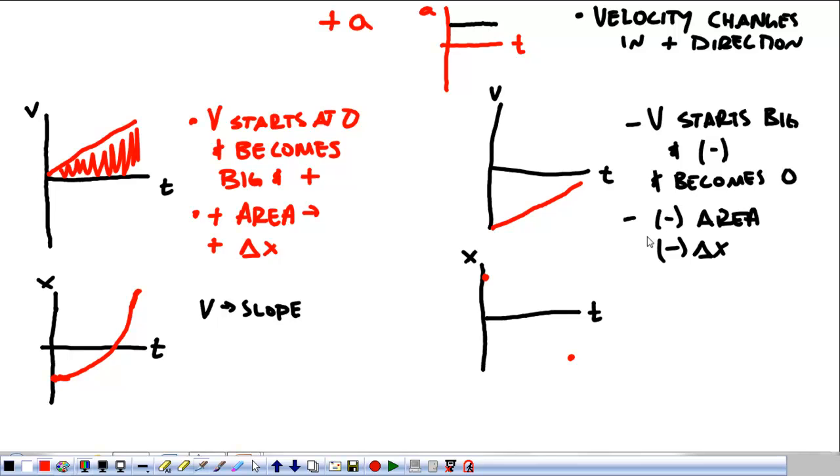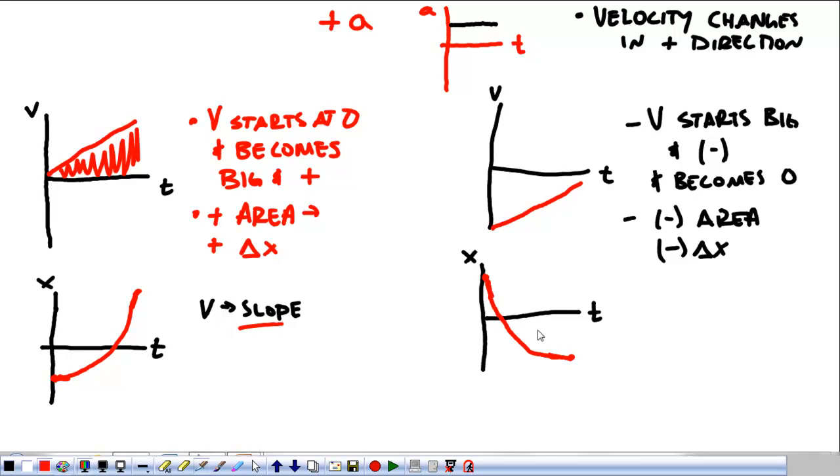Now, my velocity starts big and negative, which means the slope, because velocity is slope over here, starts off very steep and points in the negative direction. And my velocity goes to 0. So my slope has to come down to 0. It gets less steep. So if I connect those two together, this is the shape that I see for this kind of positive acceleration. I'm still accelerating positively, I'm just moving in the backwards direction. We'll look at some examples of what that actually feels like in class.